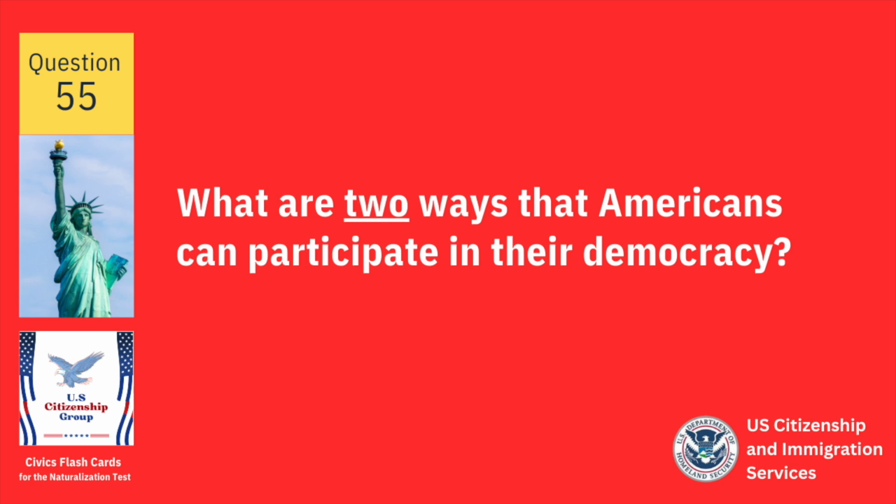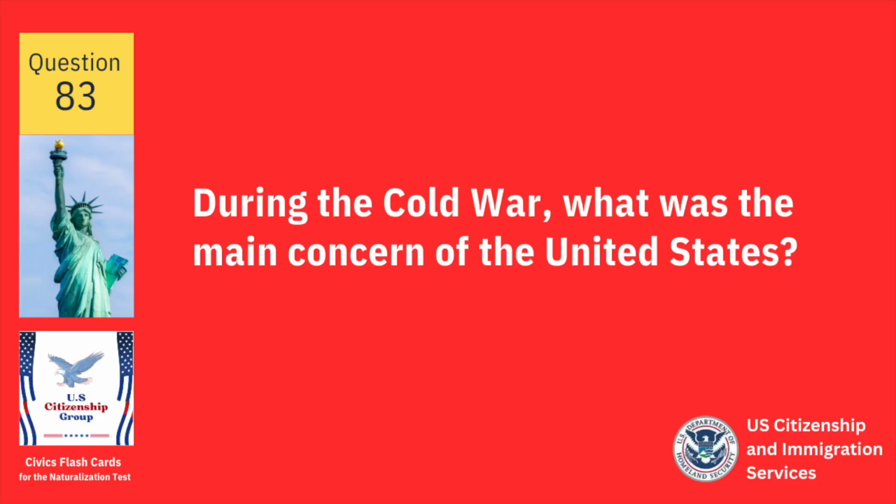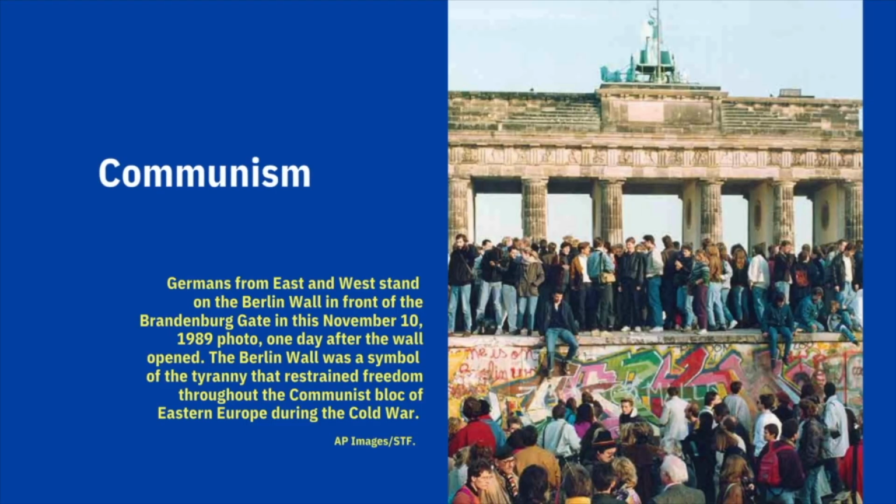What are two ways that Americans can participate in their democracy? Vote, join a political party. During the Cold War, what was the main concern of the United States? Communism.